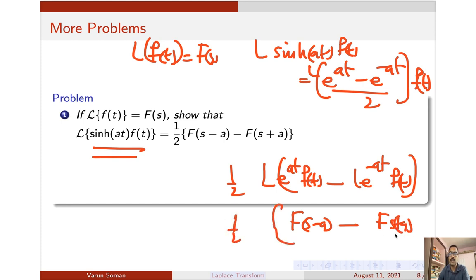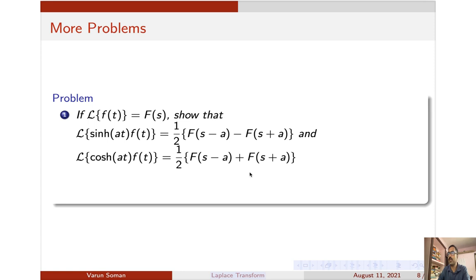Okay, so very simple thing. If you understand the definition of sinh and linearity, you can do this. A similar problem would be there if I ask you what will be cosh at f of t. Just try to guess it out. It will simply be 1 by 2 F of s minus a plus 1 by 2 F of s plus a. Okay, so using that information, I hope you can find the transform of sinh 2t sin 3t. Just plug in these values here.